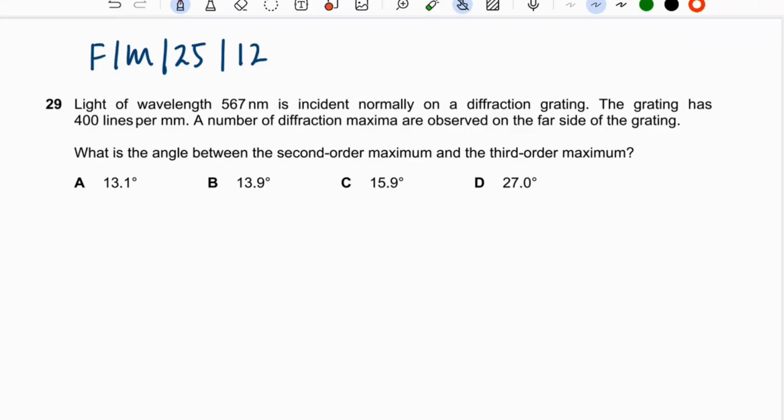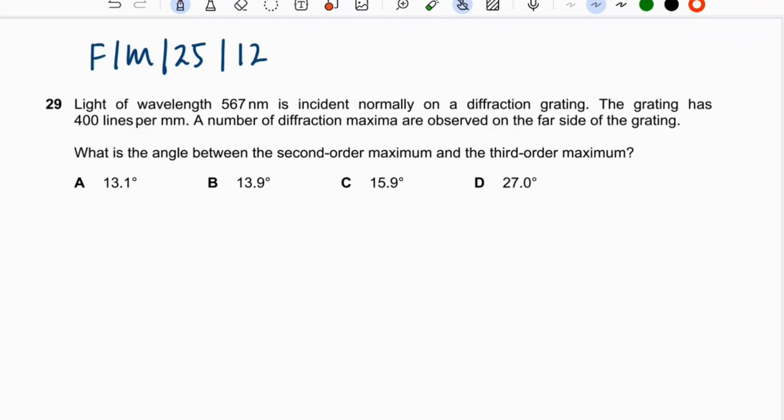We are looking at the same paper as the previous video, February-March 2025, paper 1-2. This time is question 29. So this is a diffraction grating question, but a different one, actually one that I've never seen before, but it's actually doable if you understand the question, because this question is all about understanding the formula, and if you do, this question is a piece of cake.